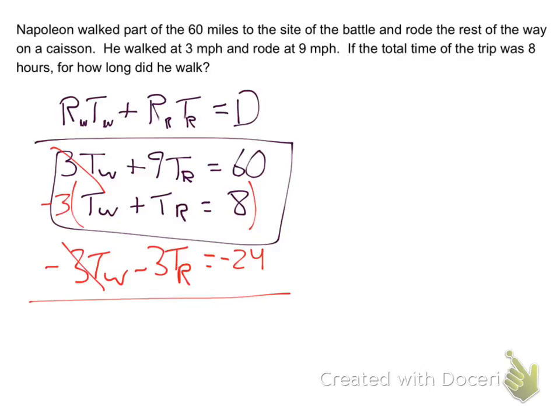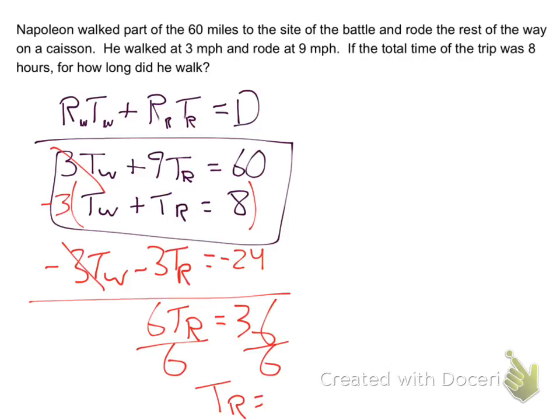3TW minus 3TW is gone. 9TR plus a negative 3TR, 6 TRs. 60 minus 24 is 60 plus a negative 24, 36. Divide by 6. Time of riding is how many hours? 6 hours. So then couldn't you figure out the other one? Which means that you have how many hours of walking? 2 hours of walking.